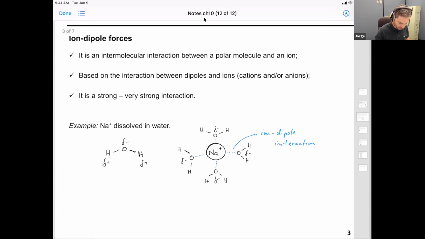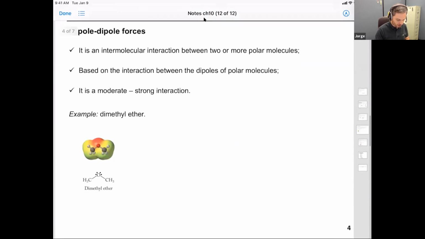All right, let's move on here. Okay, so now let's start talking about the strong to moderate interactions, starting here with dipole-dipole interactions. It is an intermolecular interaction between two or more polar molecules. Okay, attention to that detail. Based on the interaction between the dipoles of polar molecules, and this is a moderate to strong interaction.